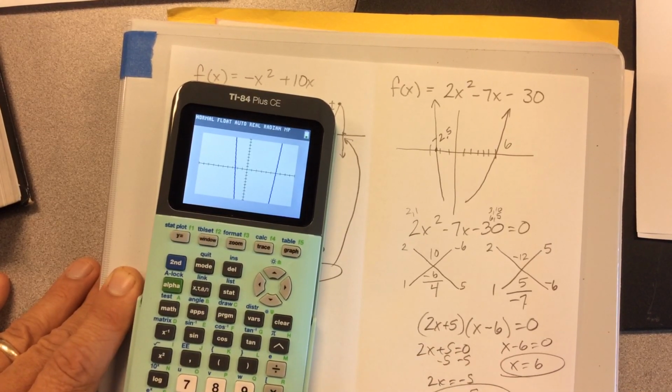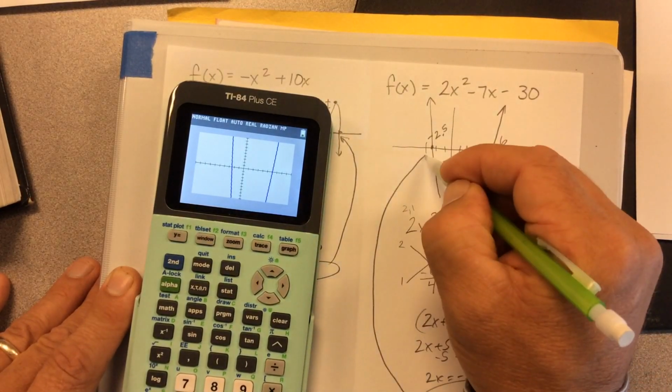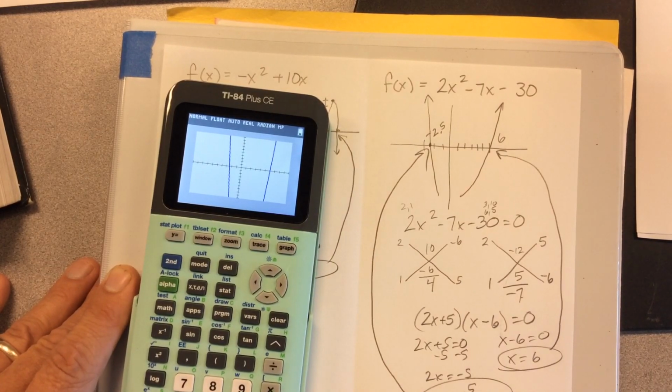And once again, what we see are the zeros, what we get when we set the function equal to 0, are the same as the x-intercepts on my function. Now you should be able to do the worksheet.